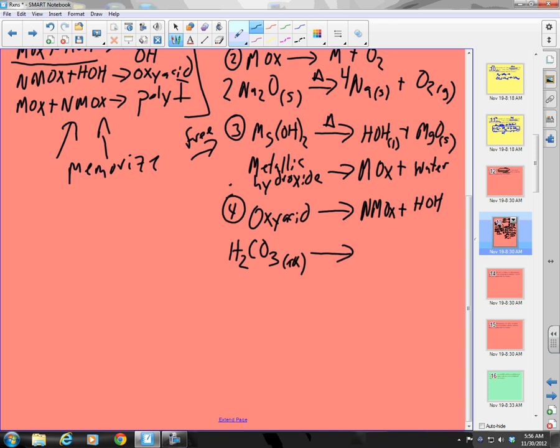And so then, what do I make out of this? I need a non-metal oxide. Okay, I need a non-metal oxide. So carbon is my non-metal. It's going to be an oxide. And what makes the most sense? How about CO2 gas plus HOH? Is that balanced? Woohoo! It is indeed balanced.